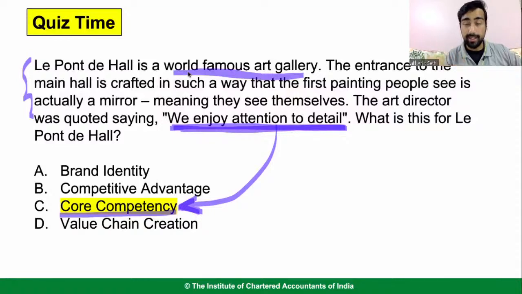You remember we studied this. I know 5 things. मेरे को तबला बजाना आता है, गिटार बजाना आता है, गाना आता है. But I am the best at playing tabla, let's say. That is my core competency. I'm good at marketing, I'm good at everything, but we enjoy attention to detail. Entrance pe shisha laga de, it's marketing, and that is my attention to detail of how a customer will think. That is how attentive I am about my customer. That is my core competency, right? Attention to detail is my core competency, is what the art director said, right?